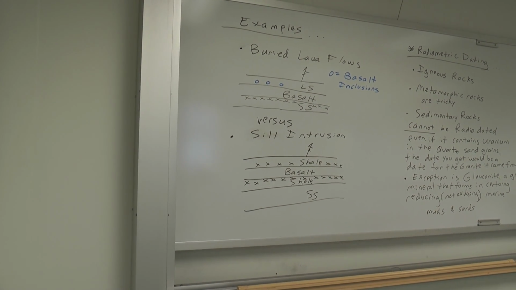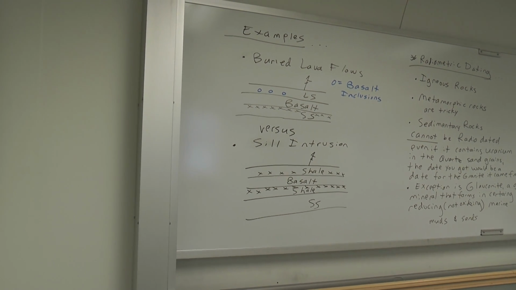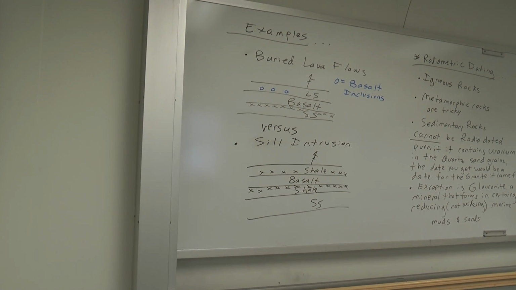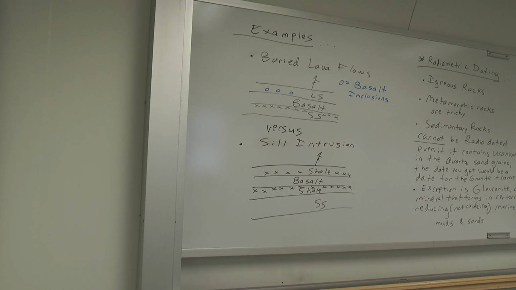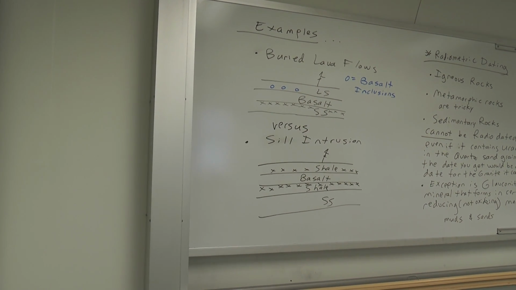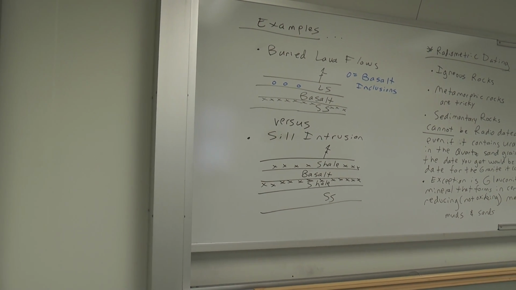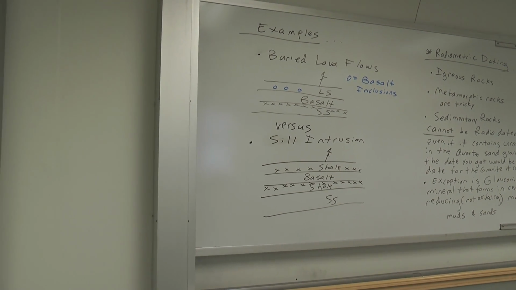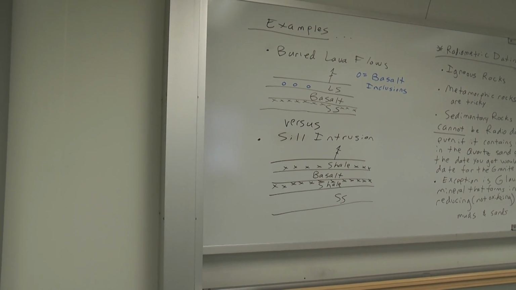This tells us that both shale layers were there already, and the basalt was not running across the top of the ground. This was an intrusion, and it squeezed in between the two shale layers. Okay, so that's a buried lava flow versus an intrusion, what they might look like in our homework.